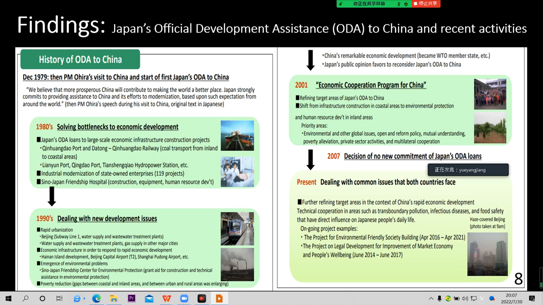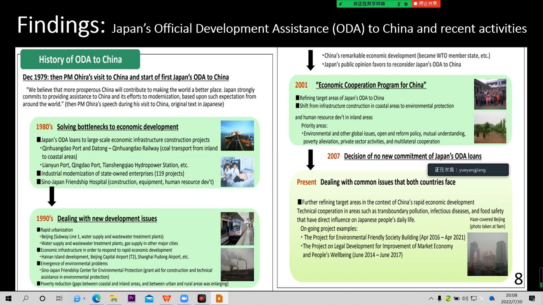And here I will introduce my findings. The Japan's ODA to China and recent activities. So we have seen the history of ODA to China. Since December 1979, Japan's Prime Minister Ohira visits China and starts the first Japan's ODA to China. And we have seen in the 1980s, Japan's ODA have been solving bottlenecks to economic development. They provide those infrastructure buildings and also the establishment of the China-Japan Friendship Hospitals.